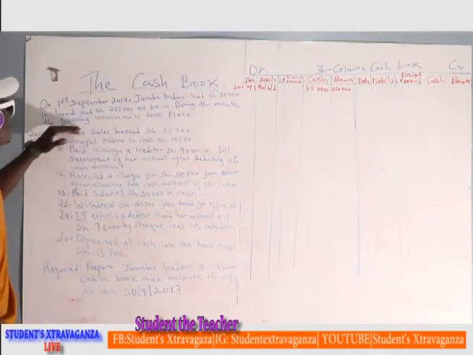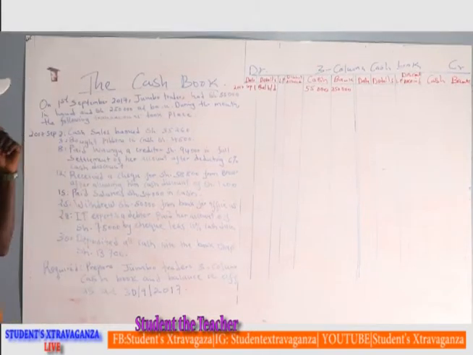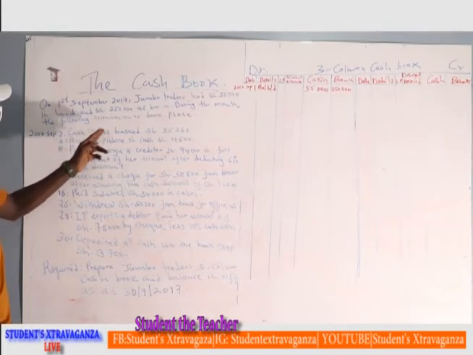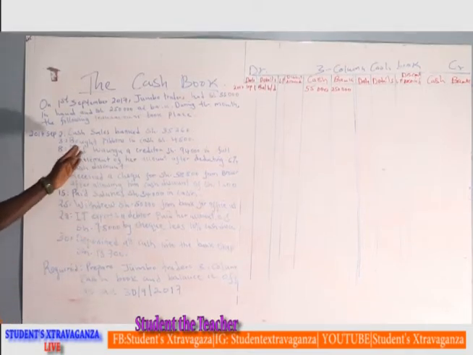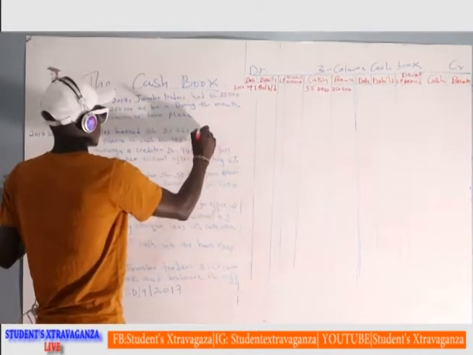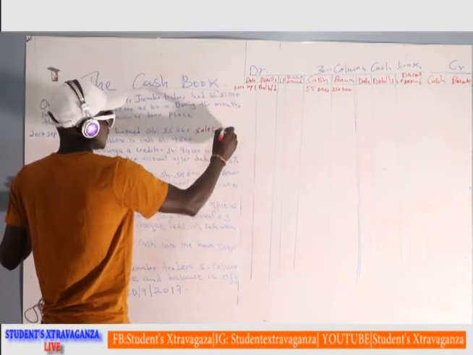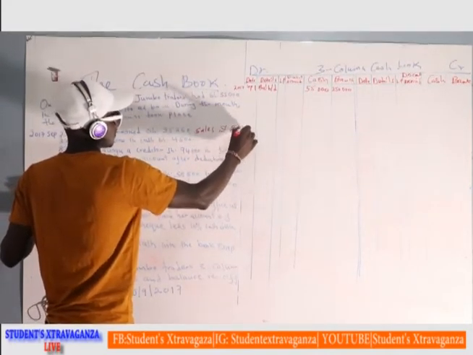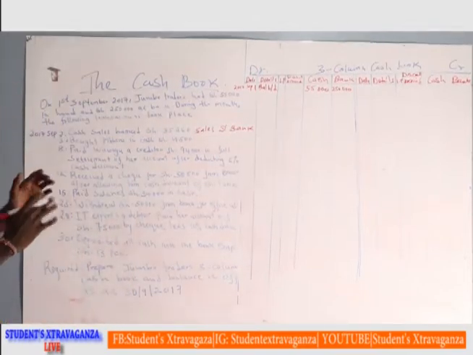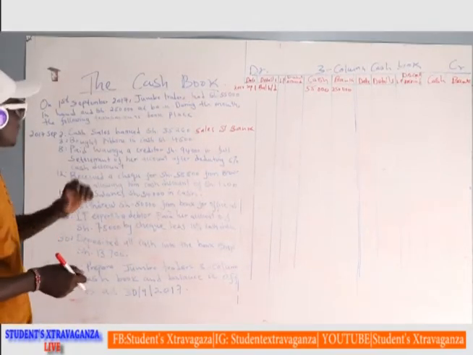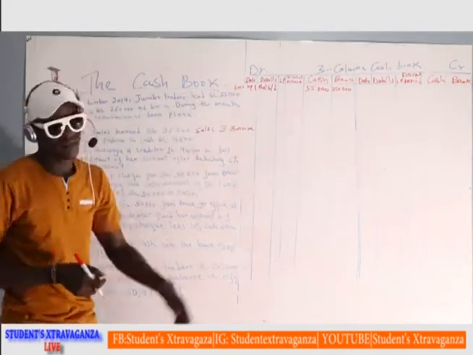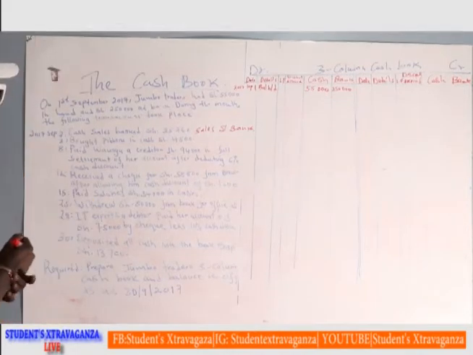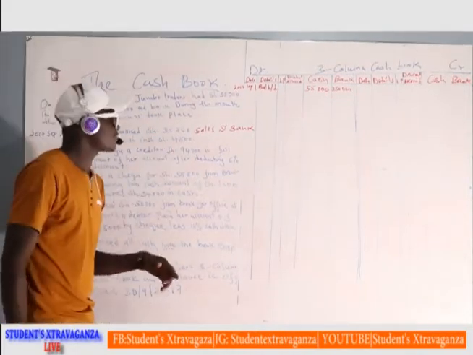During the month, the following transactions took place. 2017 September 2nd, cash sales banked 35,200. There are two accounts affected here: the sales account and the bank account. Principle of double entry: when we credit one side, the other account is debited. Corresponding debiting of a different account.